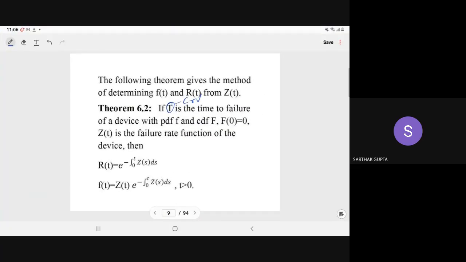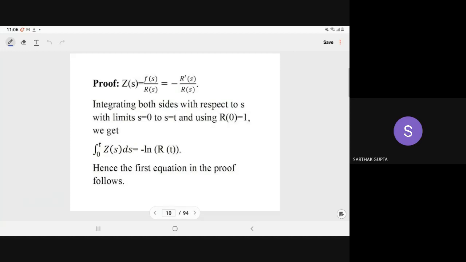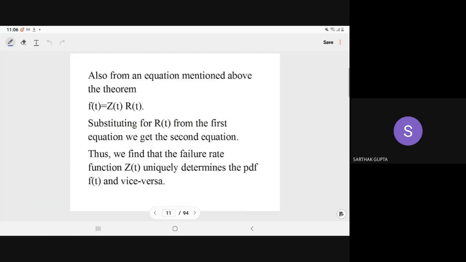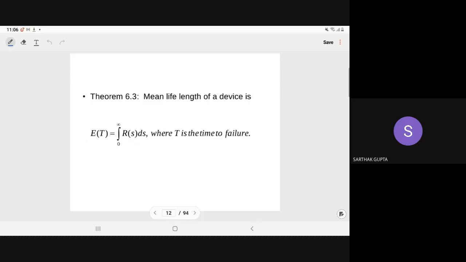So the proof we have done. It means now, if f(t) and R(t) are given, then you can compute the hazard rate function. If the hazard rate function is given, then you can compute f(t) and R(t). Then after, theorem 6.3, here we have a new term, the mean life length of a device, E(T), equal to integral 0 to infinity R(s) ds.